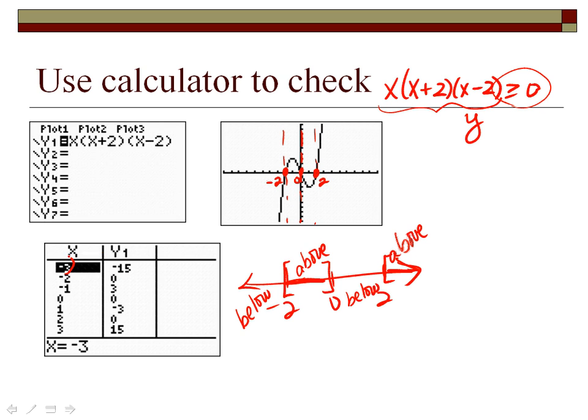And then also the table confirms those values that we plugged in. If we did -3, we got something that wasn't greater than or equal to 0. If we plug in -1, we get something that is greater than 0. If we plugged in something between 0 and 2, we get something that's not greater than or equal to 0. And if we plugged in something larger than 2, we got something that was greater than or equal to 0. So really, once you solve the equation by hand, you can let the calculator assist you with the other testing part.